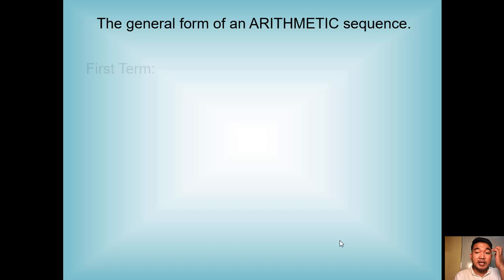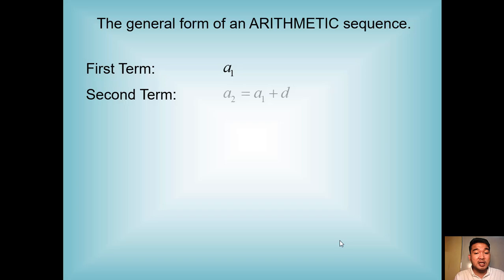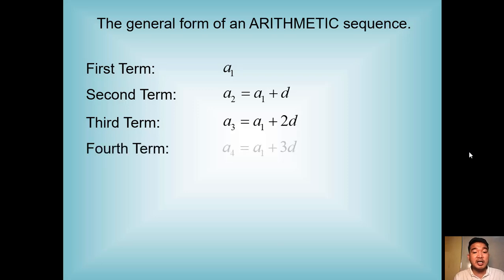The general form of an arithmetic sequence: the first term is a sub 1, the second term is a sub 2, which is equal to a sub 1 plus d. The third term is a sub 3, which is equal to a sub 1 plus twice the common difference. The fourth term is a sub 4, which is equal to a sub 1 plus 3 times the common difference. And then the fifth term is a sub 5, which is equal to a sub 1 plus 4 times the common difference. As you can see, there is a pattern here.